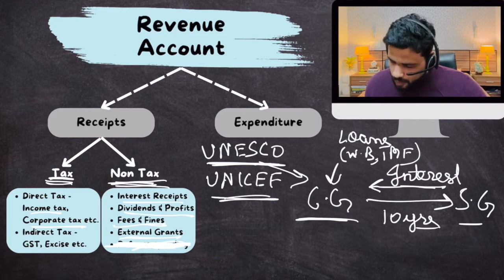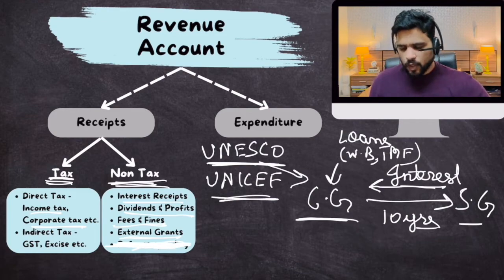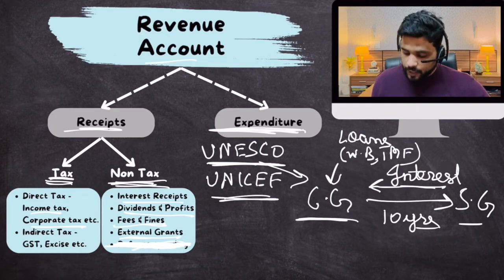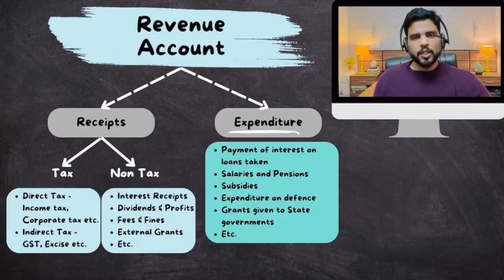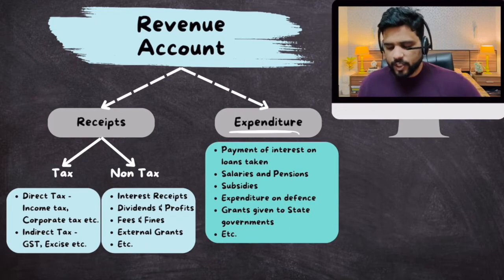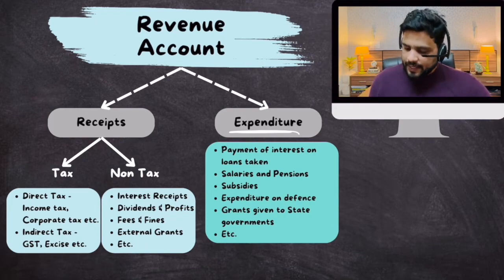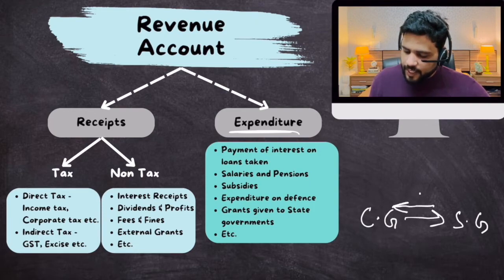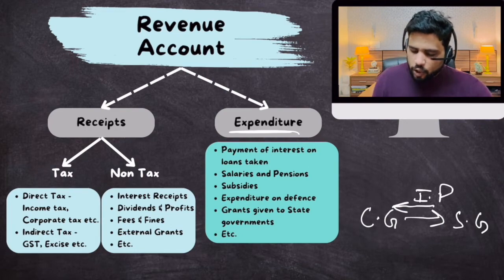Now, let's move forward and talk about this expenditure part. So on the revenue account, government receives money, but government has to spend some money, right? So let's talk about expenditure. So what all is there in the revenue expenditure? Look, I said that if the central government gives a loan to a state government, the interest payments it receives on it are part of revenue receipts, non-tax receipts.